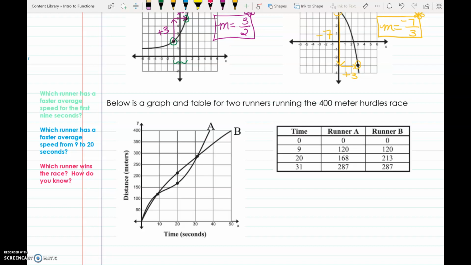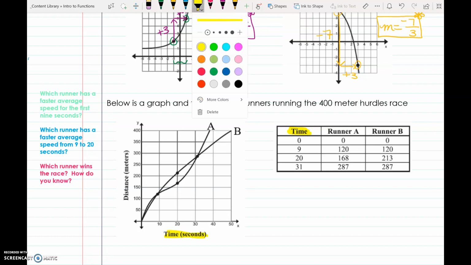All right, so first question. Which runner has a faster average speed for the first 9 seconds? So again, this is why we started off last week analyzing our graphs. For the first 9 seconds, where are the seconds represented? On the left column. Okay, so in our table, they're on the left. Where are they on our graph? The x-axis. Fabulous. And on our y-axis we have our distance.